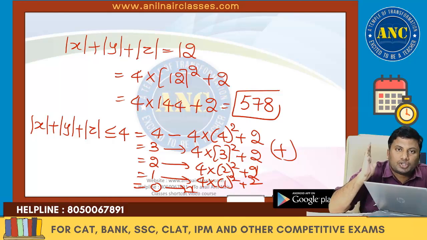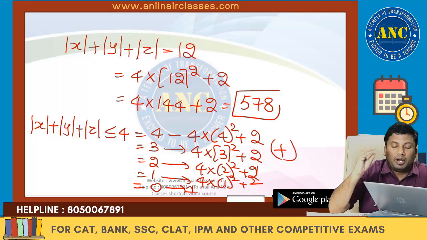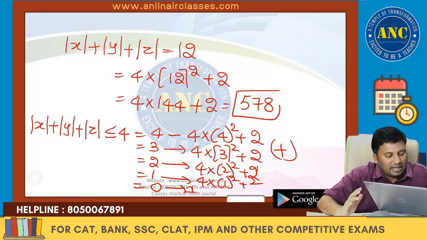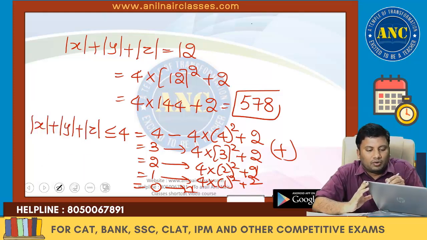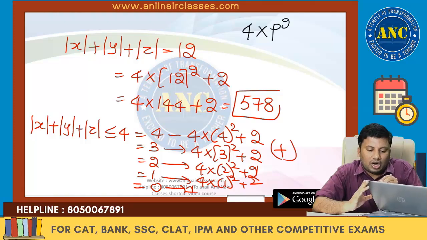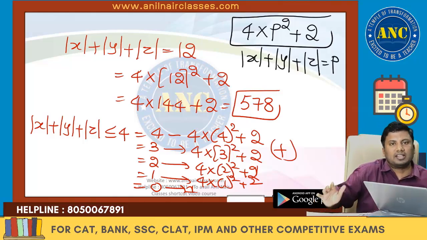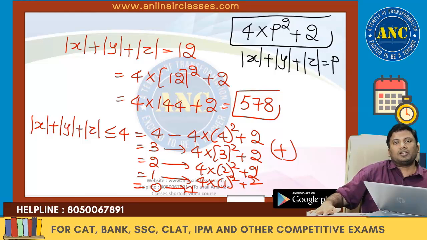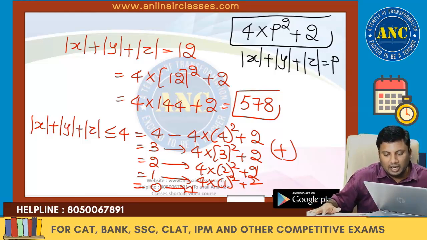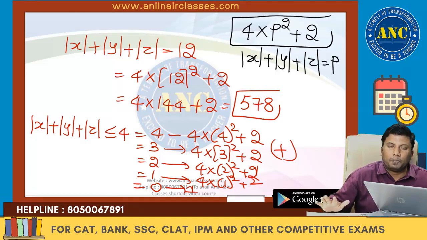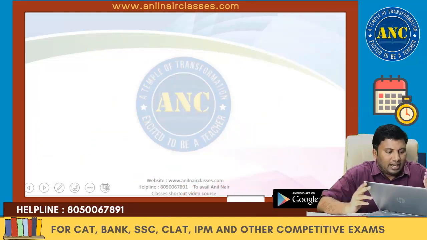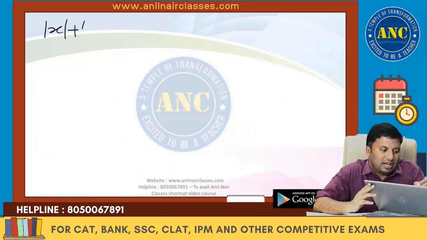I hope you understood these advanced problems, solving it sequentially, then writing down directly. What is the shortcut? Shortcut is 4 into p square plus 2. If the equation is of the form mod x plus mod y plus mod z equivalent to p, then the answer is 4 into p square plus 2. I hope the idea is clear. Everybody kindly reply in the live chat if the idea is clear.